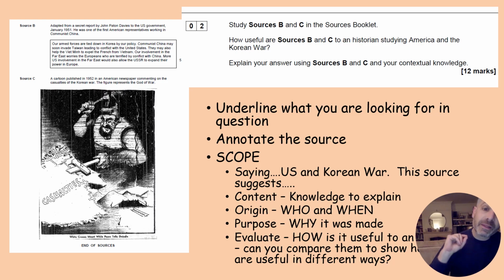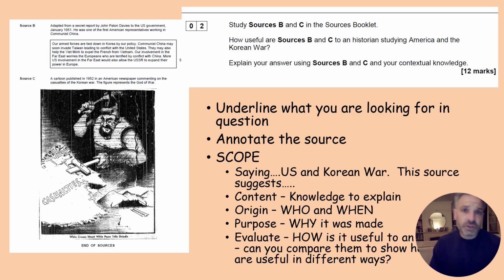So then you've got to think about the provenance. This is the stuff above the content. This is who said it, when they said it, and purpose, why they said it. And you've got to think, well, why does this make it interesting to an historian? Why would, in this case, the fact that it was a secret report, so therefore more likely to be telling the truth, came from one of the first American representatives working in Communist China, so an expert. Therefore, he's writing, he's there, he knows about this, so he's writing this to inform. It's that kind of thing which makes it useful for an historian.